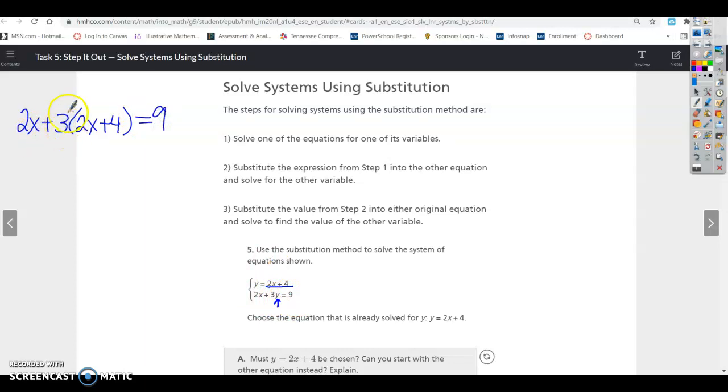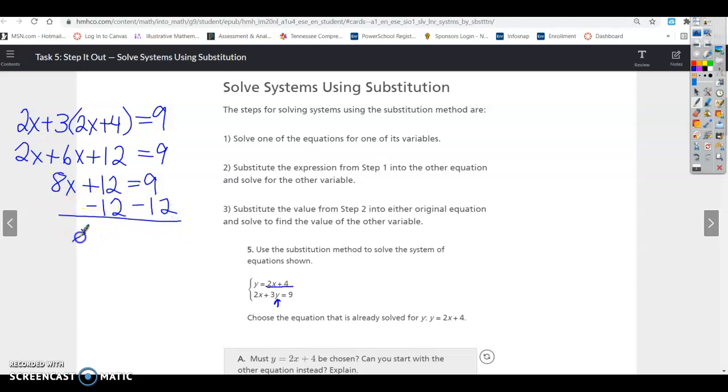Alright, so to solve this, we first have to do the distributive property. So we've got 2x plus 6x plus 12. That equals 9. So 2x and 6x make 8x. Then I'm going to subtract 12, and I'm going to have 8x equals negative 3. Divided by 8, x equals negative 3/8. Alright, if we want to find y, we're just going to plug negative 3/8 back in here and solve.